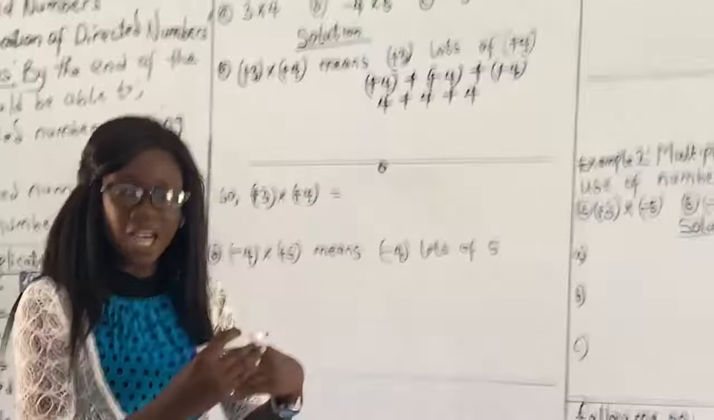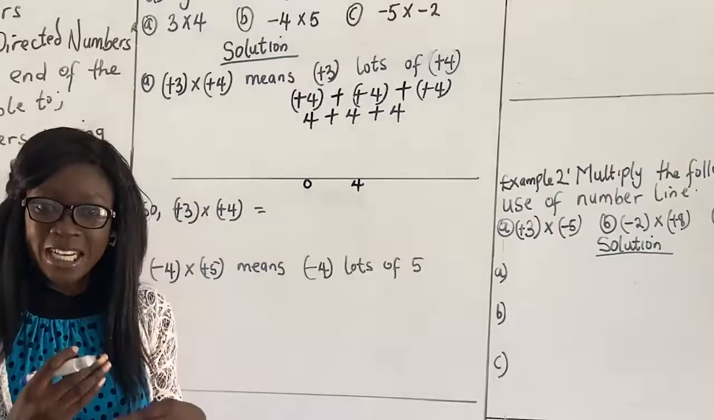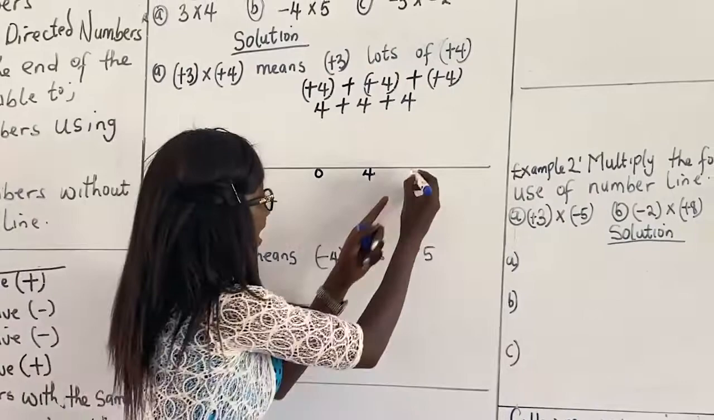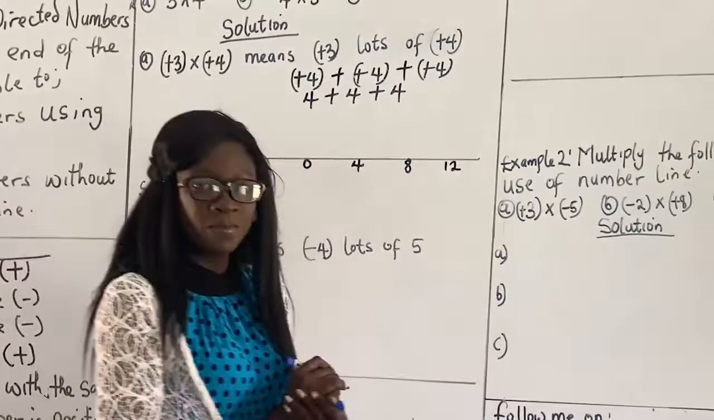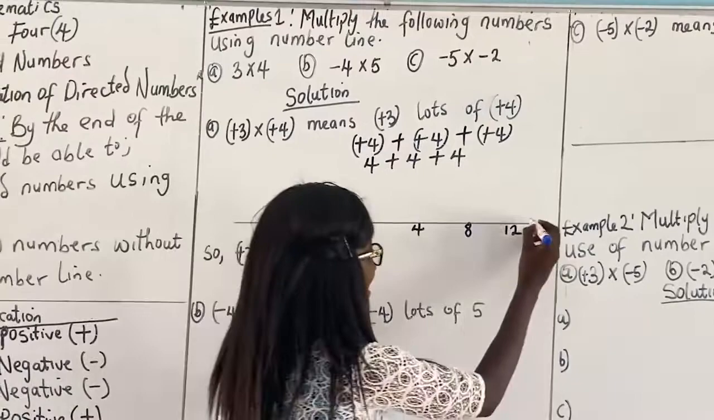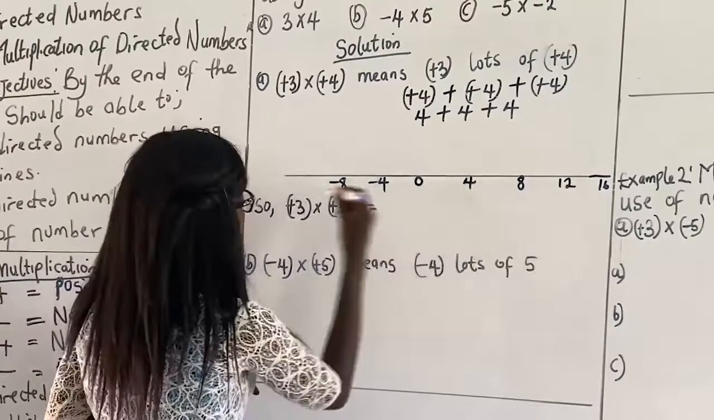So we have 0 here. My next number will be 4. I'll come here and put 4, and I'll quickly add 4 again. 4 plus 4 is 8. I'll come here and put 8. Quickly, I'll add another 4: 8 plus 4 will give me 12. I have here 12. Quickly, I'll add another 4: 12 plus 4 will give me 16. Alright, this is the right side. Now the same thing on the left: I'll come here and put minus 4, this is minus 8, I'll come here and put minus 8, this is minus 12, I'll come here and put minus 12.